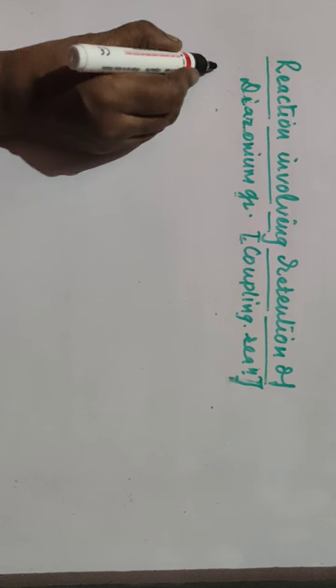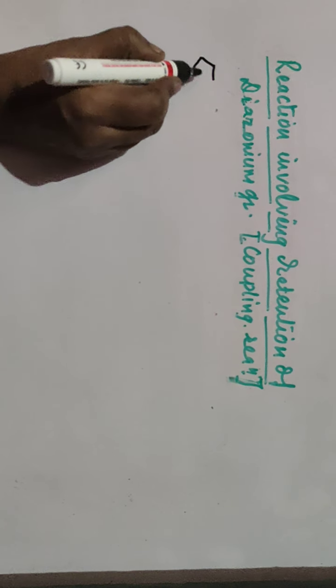This is the last reaction of our mice. So let us start with the reaction involving retention of the diazonium group. It is a coupling reaction. Last time we have seen where there is replacement of diazonium group by nucleophiles, and that reaction was nucleophilic substitution. Here there is a retention of diazonium group in the compound and the reaction is electrophilic substitution reaction. We'll see the reaction first.